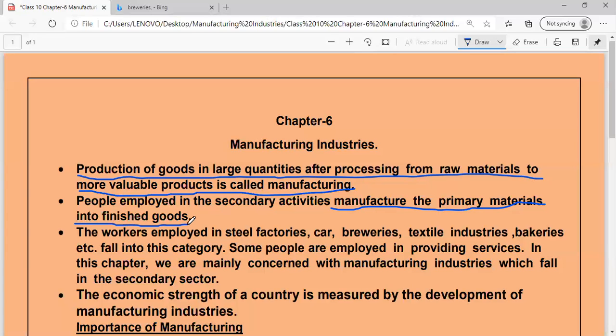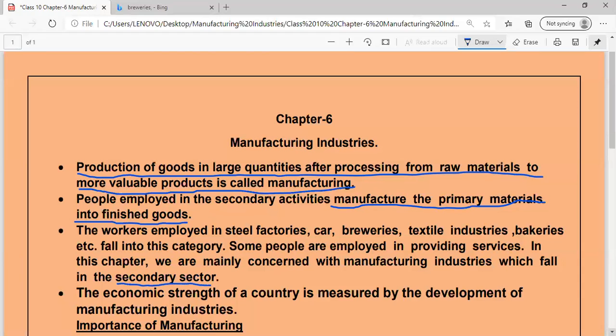Some people are employed in providing services, like teacher, lawyer, doctor, etc. But in this chapter, we are mainly concerned with manufacturing industries which fall in the secondary sector. We are focusing on secondary sector and we are focusing on industry.